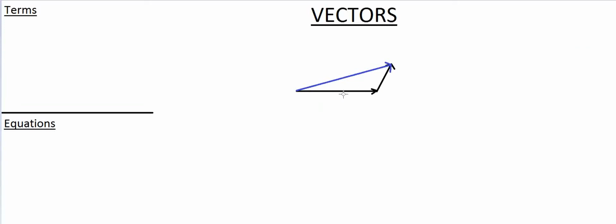So for example, this could be 7, and this could be 4, and you can measure this and find out its magnitude is, let's say, 9.